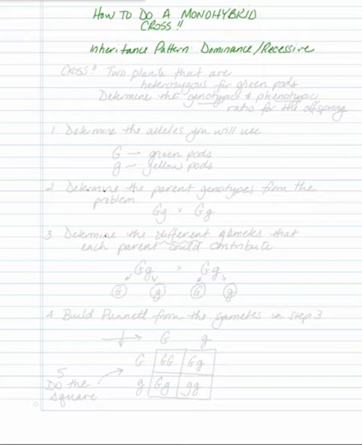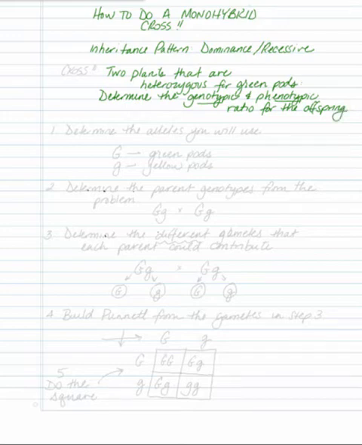So we'll take a look at using some of the traits that we've been using in class. Why don't we take a look at ones where we had two plants that are heterozygous for green pods. From this, we'll determine the genotypic and phenotypic ratio for the offspring. So, to do this cross correctly, we're going to take you through all of the steps.